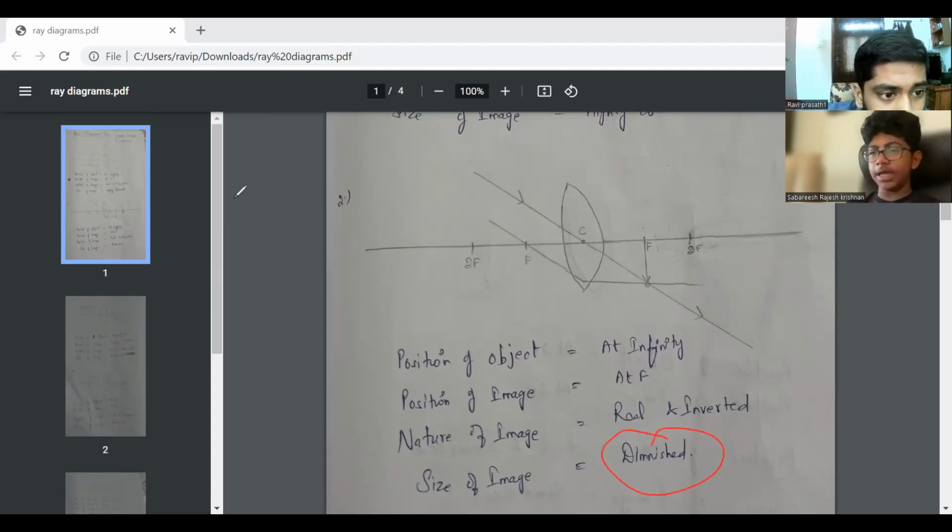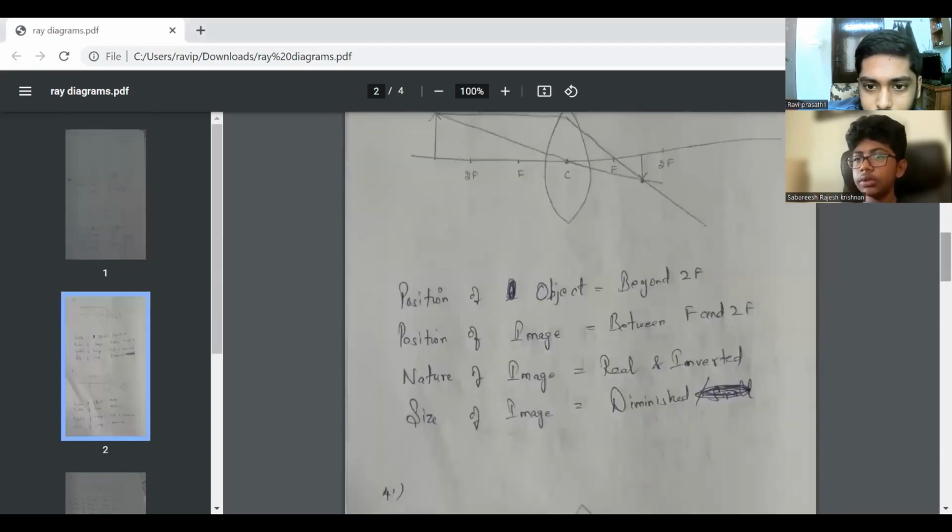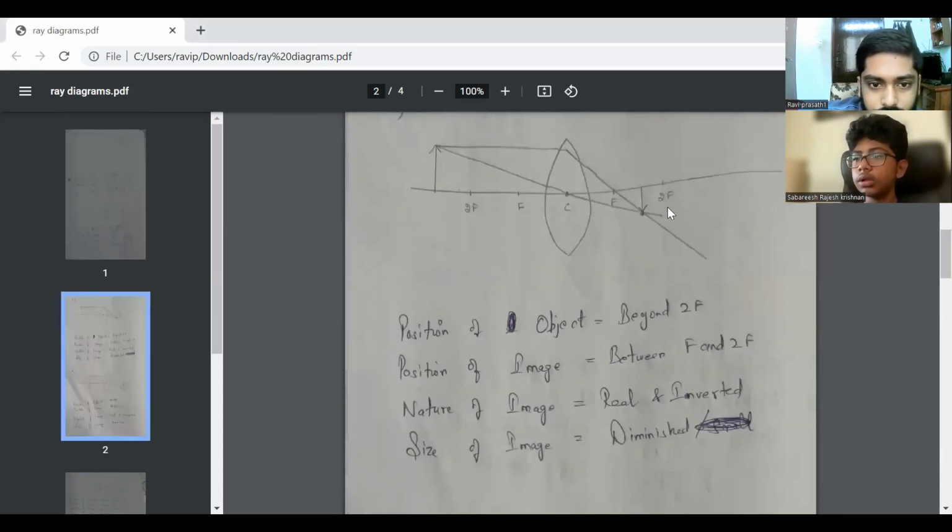Like if I have an object at some random distance, beyond 2F. Not infinity, just beyond 2F. I know the distance. Will it meet at F, or is it not possible to predict where it will? Beyond 2F means, as we just saw, you will find the image between F and 2F. If it is at infinity, it will be at F.